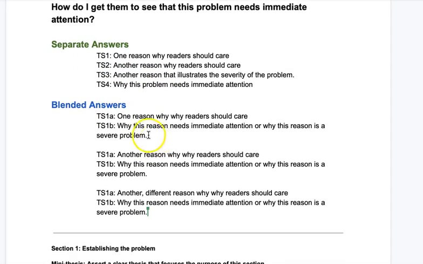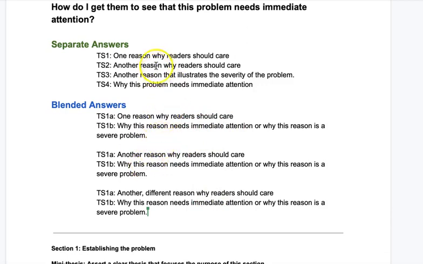Another way to develop that section is what I'm going to call blended answers. In this situation, you might have what I'm calling topic sentence A and B here, so that these topic sentences are really closely connected to each other. So one reason why, got a little mistake there. One reason why readers should care, and then why that reason needs immediate attention.